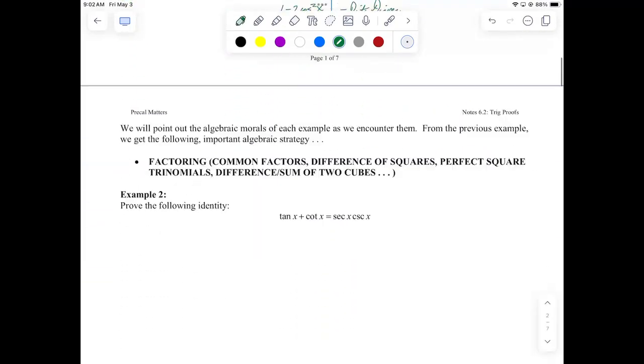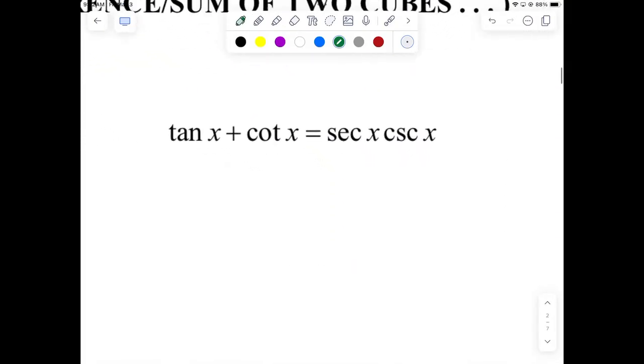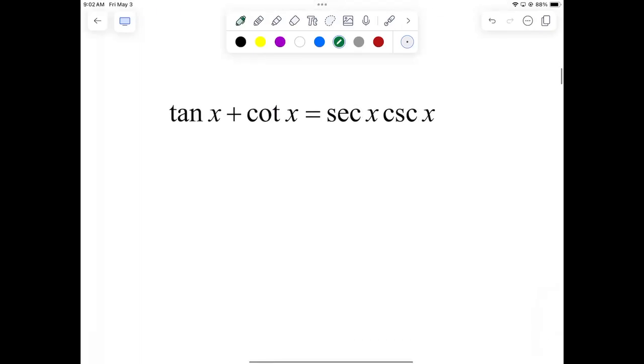Okay, let's go to the next one. Letter 2. This is an identity. It is absolutely true that tangent of x plus cotangent of x will equal secant of the same angle times cosecant of that angle for all values in the domain. It doesn't work for all real numbers, but for every value that works on the left side and works on the right side, that means it's in the domain, you're going to get the same number. There's infinitely many solutions.